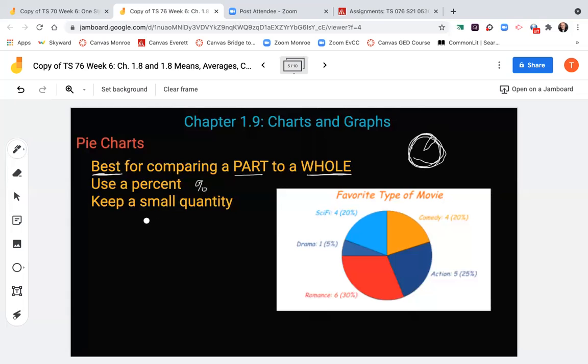Now, for your own advice, and really in any well-done publication, you want to keep the quantity of slices relatively small. And here's why: if you have 30 different slices, it starts becoming really hard to tell how they compare to all their other slices.